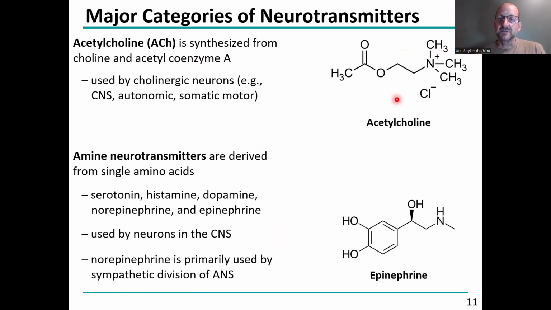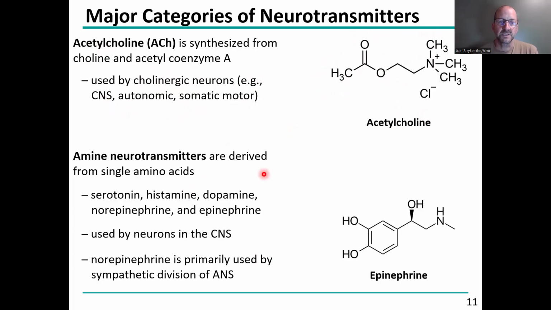This is synthesized from a compound called choline. And acetyl coenzyme A puts the acetyl group here onto a choline molecule. These are found a lot in cholinergic neurons. That's just what cholinergic means. It means it uses acetylcholine. And it's found in the central nervous system, the autonomic nervous system, and the somatic motor system. So somatic motor means like your voluntary muscles. Autonomic is referring to involuntary. We'll talk about those in an upcoming lecture.